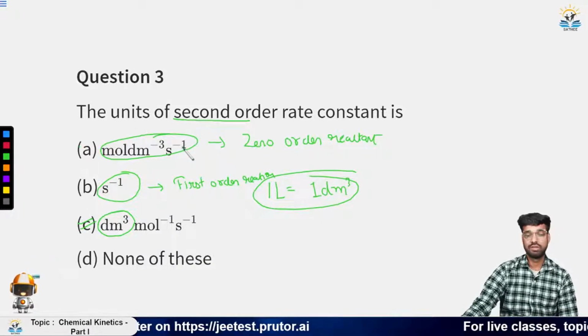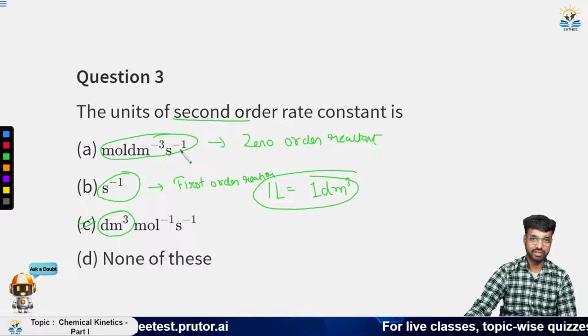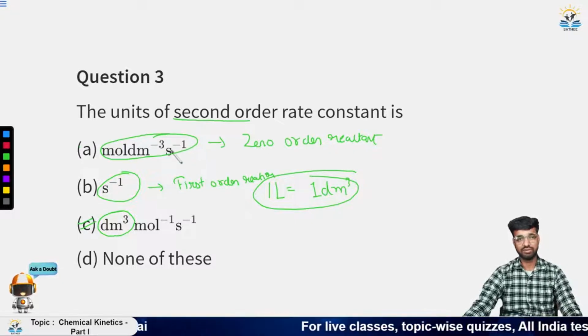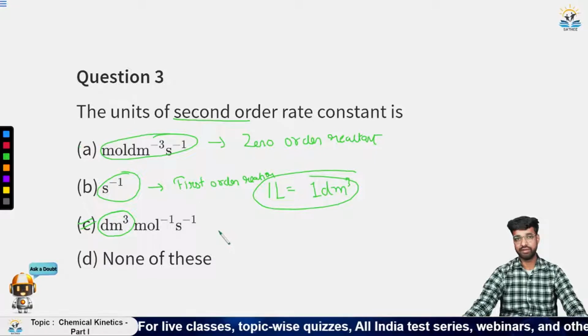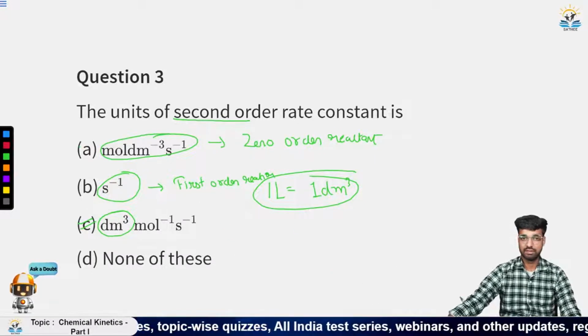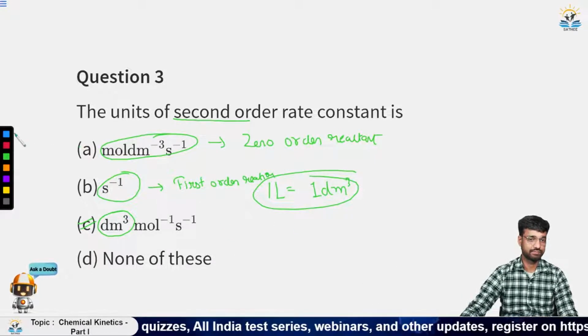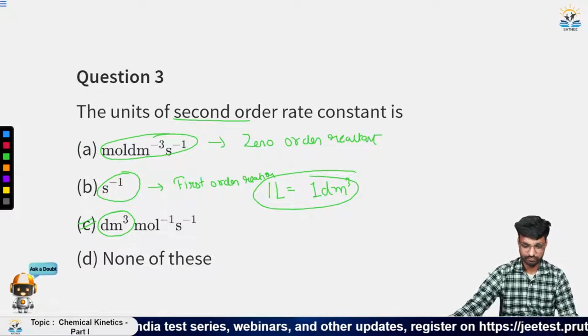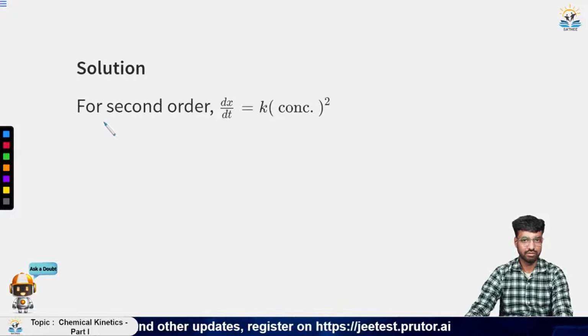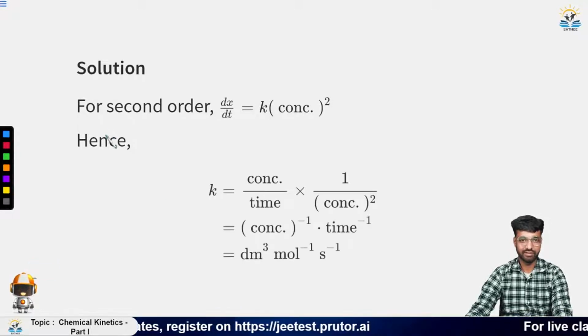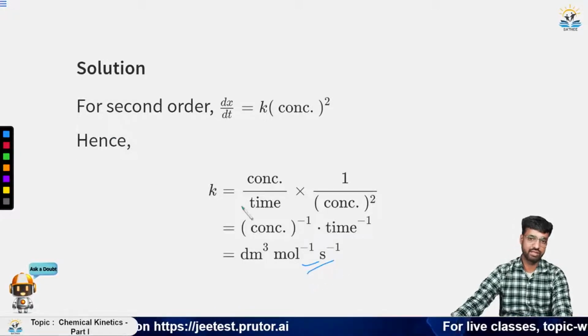If you know this generalization, you can easily solve for the unit of the rate constant just by equating with the given values. Now let us move to our next question. If you want, you can see the solution also. The first order is given in a different way, and so this is the answer.